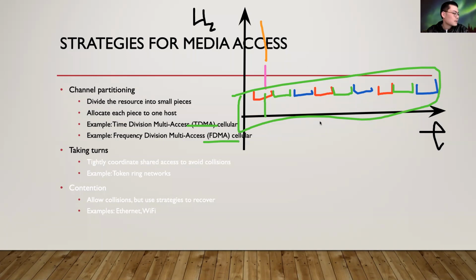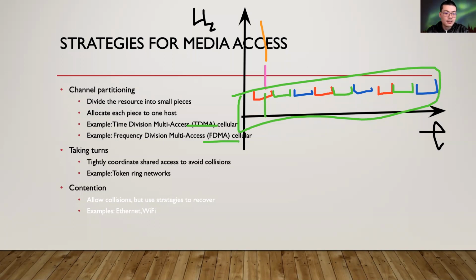Next, let's take a look at the second method, called the taking turns method. Of course, this is also taking turns, but for this method, we have a token. It's a ring network, like these hosts are considered in a ring. These three people, and we pass a token to each person. Whenever you have the token, you can send. If you don't have the token, you don't send.